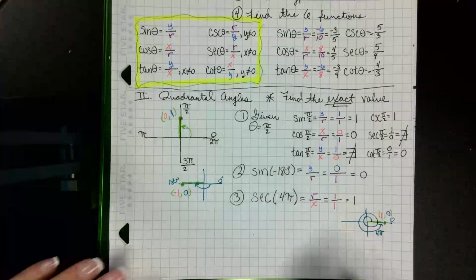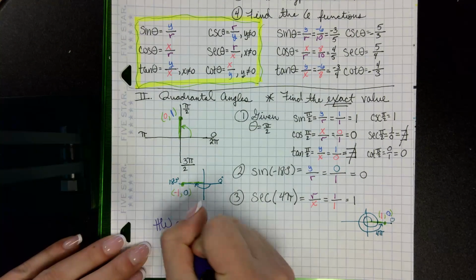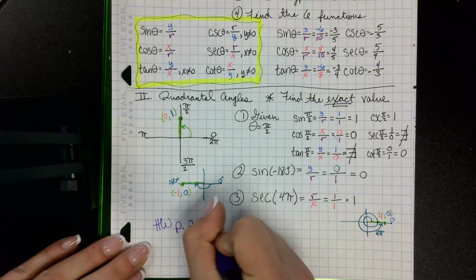All right, so your assignment is page 251, number 1 through 15 odd.